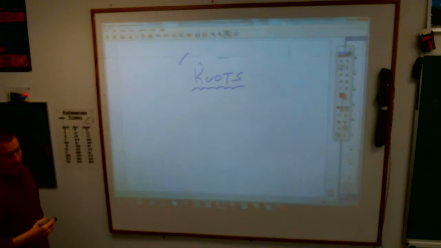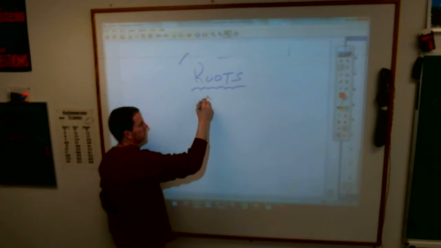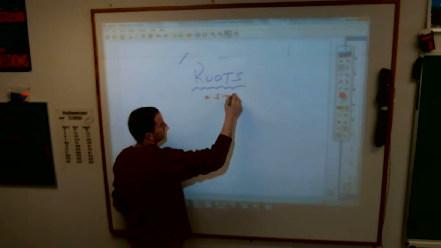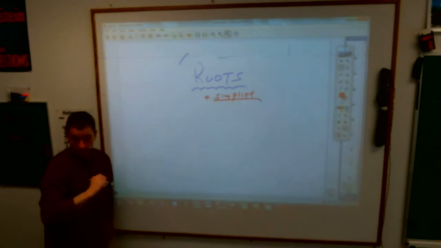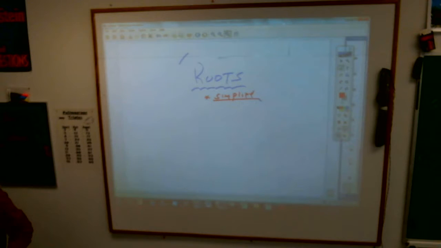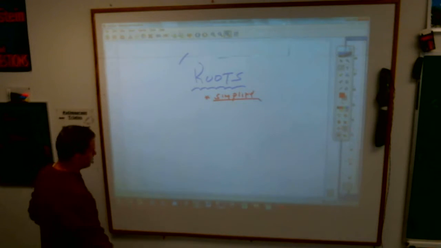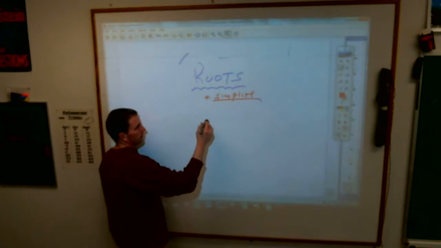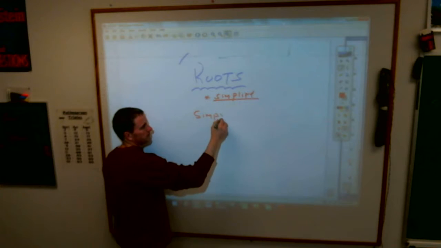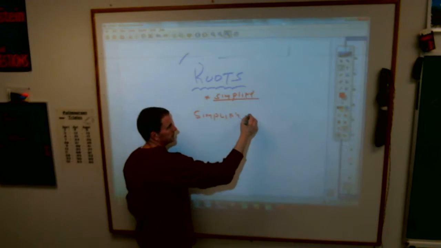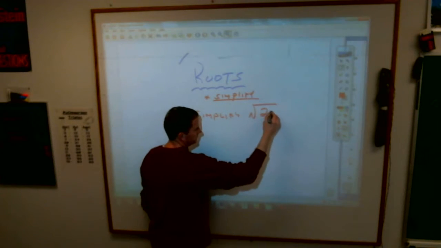And it's actually called the simplifying method. Simplifying method. Here we go. For example, if I asked you to simplify the square root of 20.